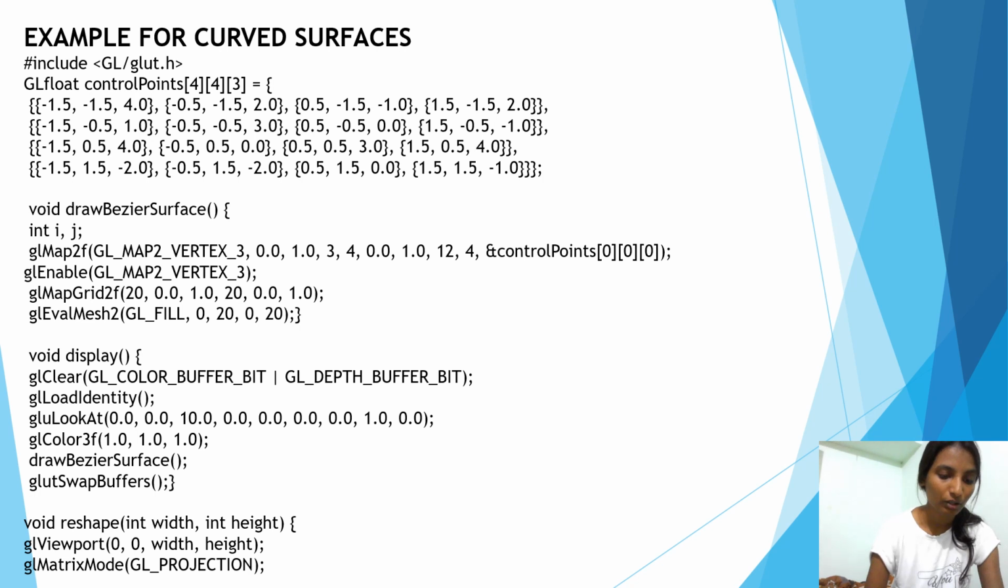This display function is a display callback function which is called whenever the window needs to be redrawn. It clears the color and depth buffers using glClear, sets up the view using glLoadIdentity and gluLookAt. The reshape function is a reshape callback function which is called whenever the window is resized. It sets the viewport and adjusts the projection matrix using glViewport and gluPerspective.